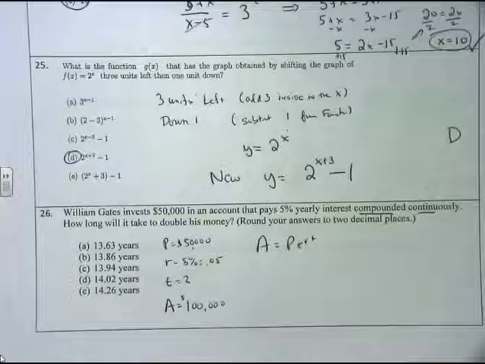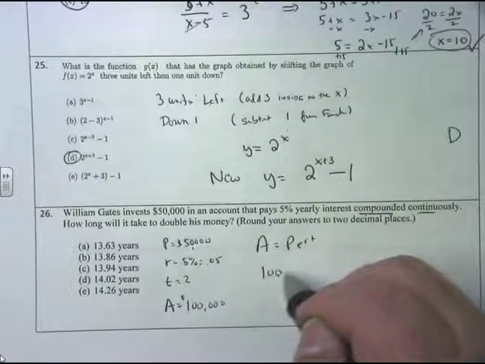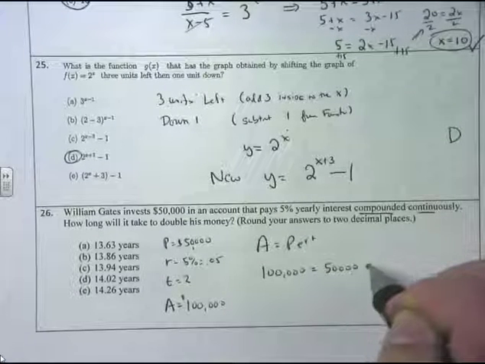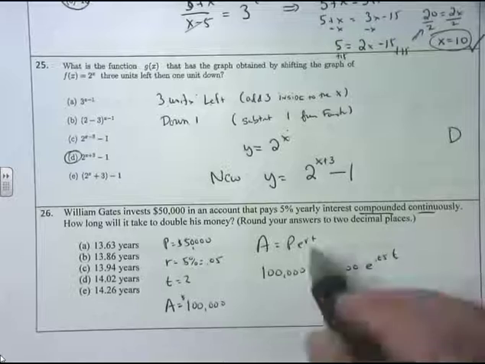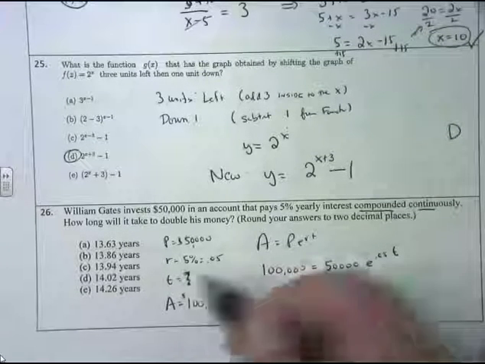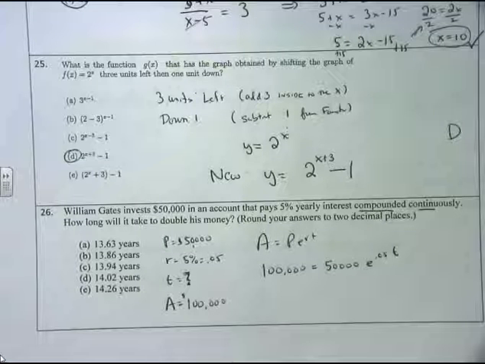So plugging this into my equation, 100,000 is equal to 50,000 e to the 0.05 times t. T is the variable that I want to solve for. That's a question mark right there, what I want to find, what t is.